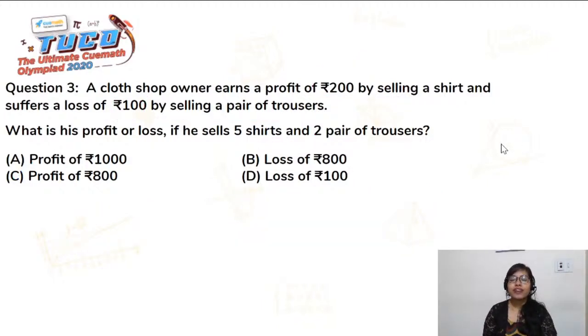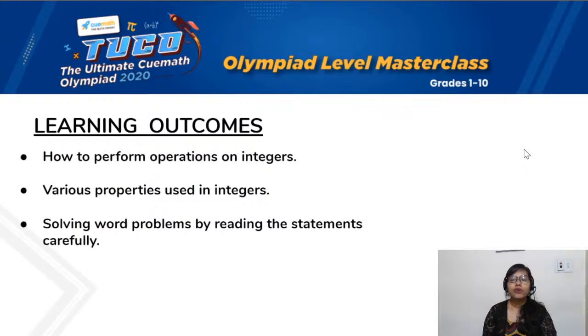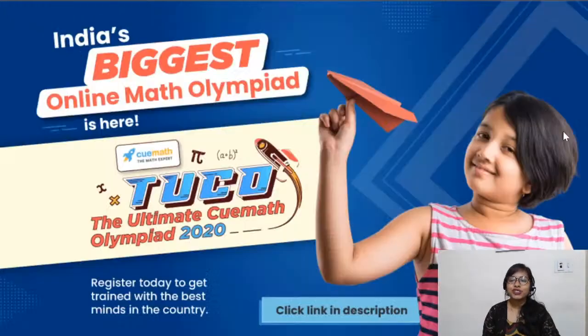With this, we are going to go ahead with our learning outcomes. So we have understood how to perform operations on integers, especially addition, subtraction, multiplication, division. Very, very important. If your operations of integers are not clear, you will not be able to move ahead. Okay? Various properties used in integers. Solving word problems by reading the statements carefully. So I hope all of you did enjoy the session.